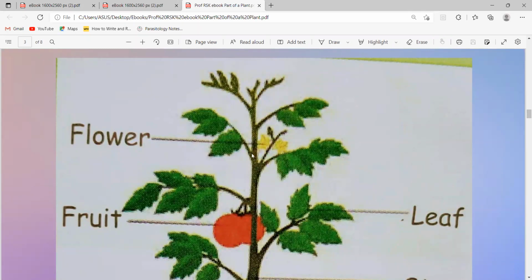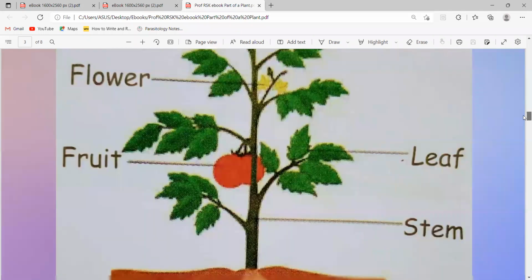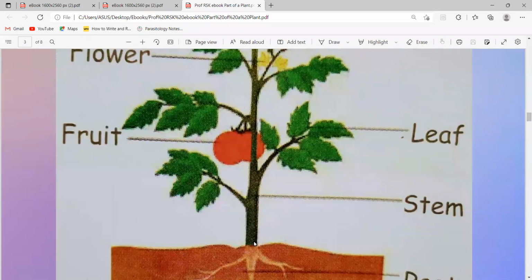Carefully look at the parts. We have the flowers here. You can see the flowers here. You can see the fruits here. We have the leaves here. Others are found here. You can also find leaves here. Now, the part above the soil. Okay, so let me mention the stem before I come to that one. So we have the stem.